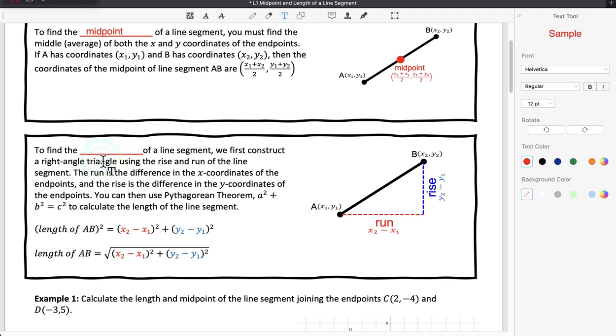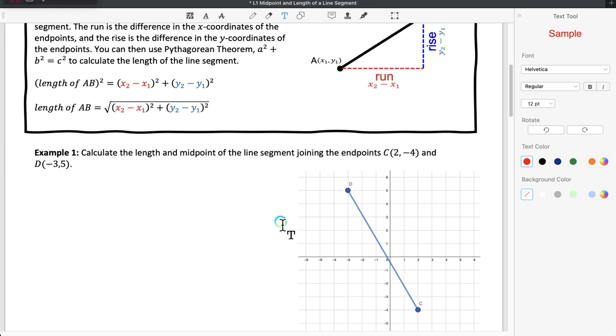So then, how do we find the length? To find the length of a line segment, we first construct a right-angled triangle using the rise and run of the line segment. The run is the difference in the x-coordinate of the endpoints, and the rise is the difference in the y-coordinate of the endpoints. You can use the Pythagorean theorem, a squared plus b squared equals c squared, to calculate the length of the line segment.